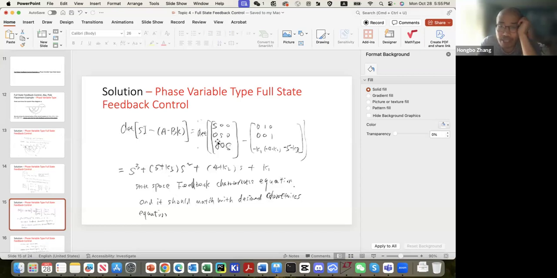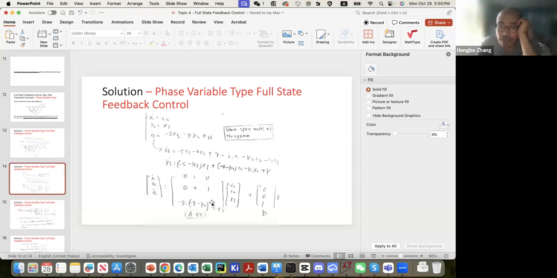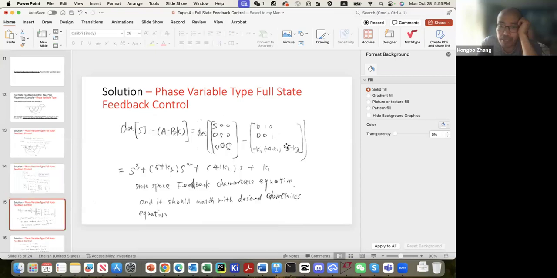Why is that? Because the identity matrix in linear algebra is 1, 1, 1 on the diagonal, multiplied by s, it becomes this. A minus Bk is from here. Then det(sI - (A - BK)) becomes s cubed plus (5 plus K3) s squared plus (4 minus K2) s plus K1. How come you got this one here?